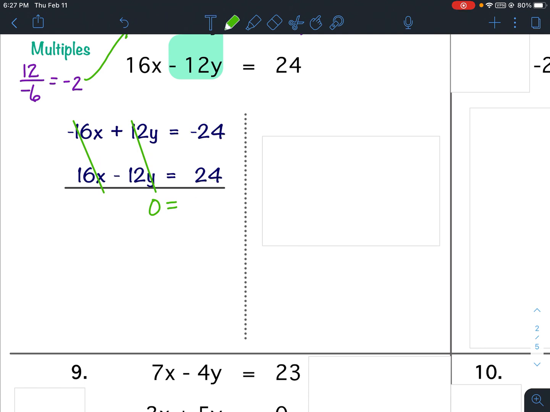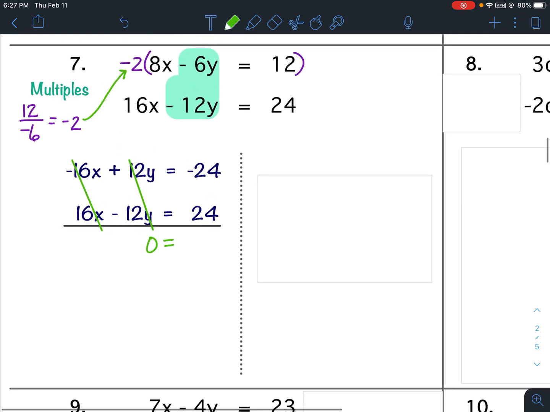If it's 0 equals 0, put your answer down. If it's 0 equals a number, don't forget to put the slash through the equal sign because it would not be equal. And then put that solution. So again, your final answer will either be no solution or infinitely many solutions.